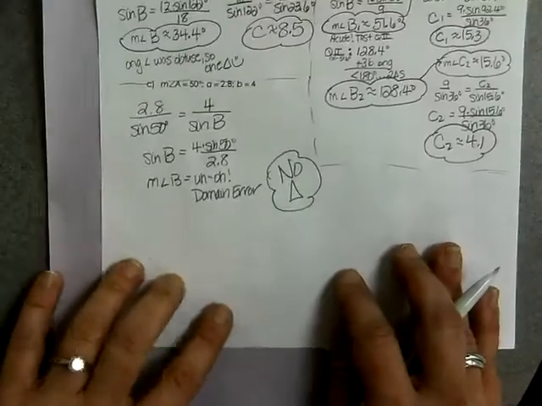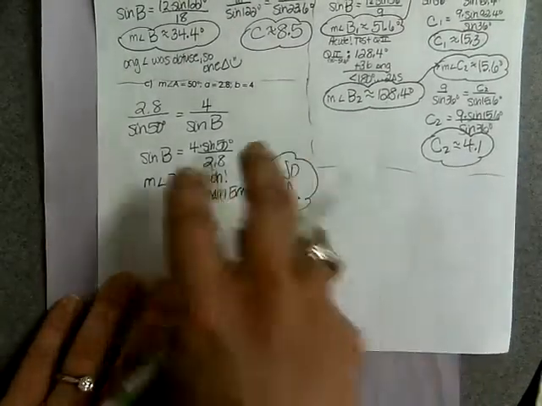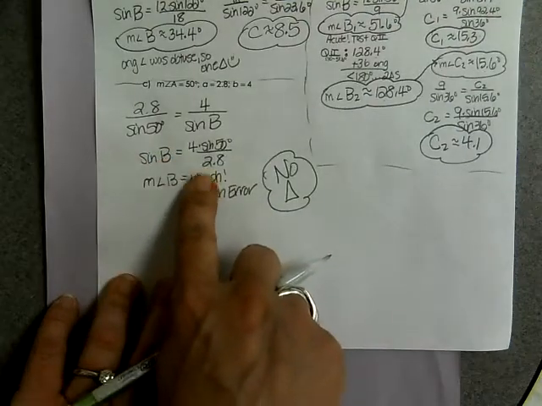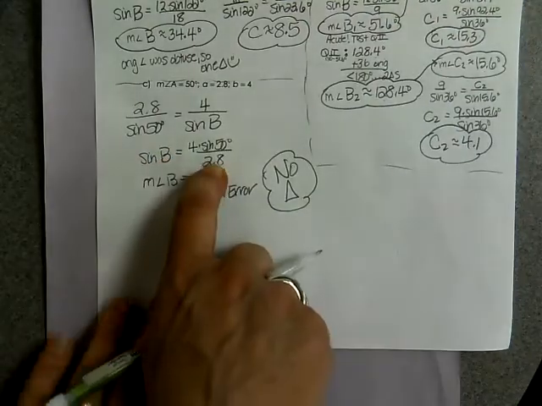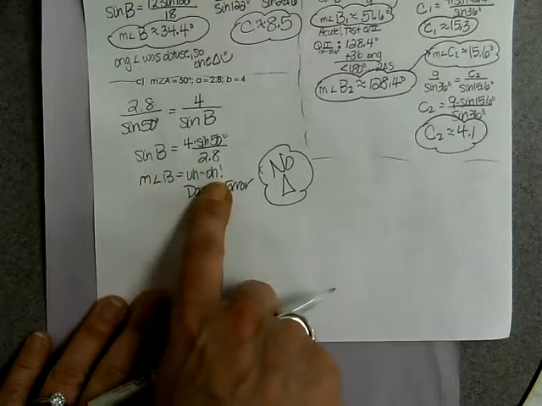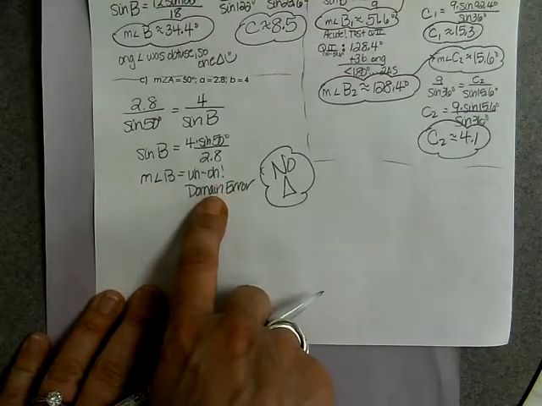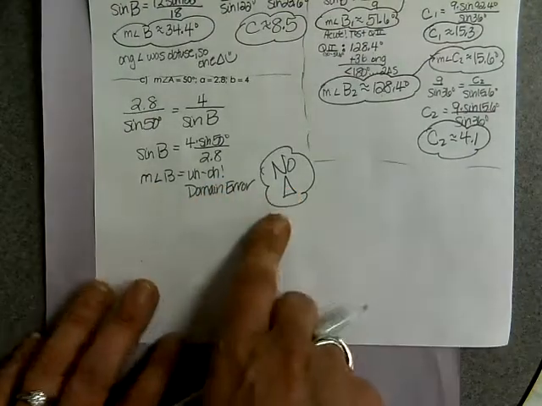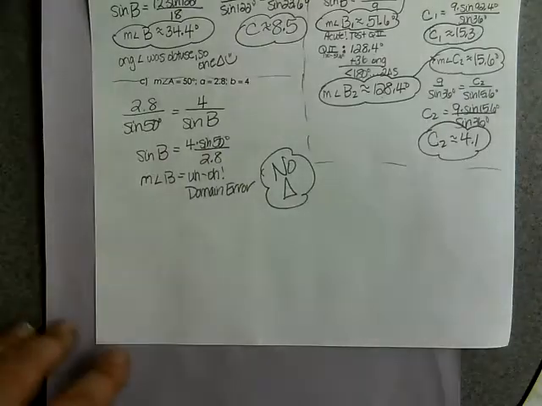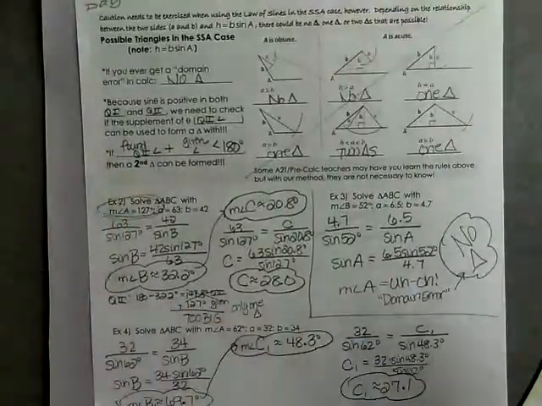Okay, why this was one of our favorites. We set it up, and the issue is that when we try to substitute that in our calculator and find the inverse sine, we get a domain error. So that means that there is no triangle. Yay. So that's the gist.